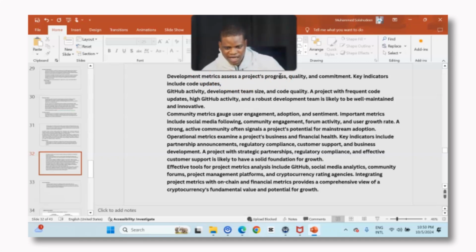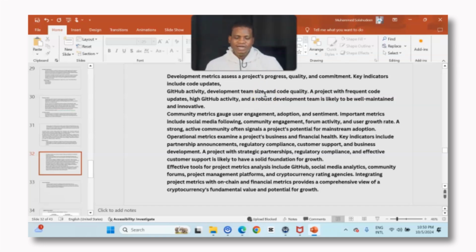quality. What is the quality of the asset? The commitment of the owners. Key indicators include updates, code updates, GitHub activity, development team size. Who are the people that develop it and what is the team size? What is the code quality and so on?